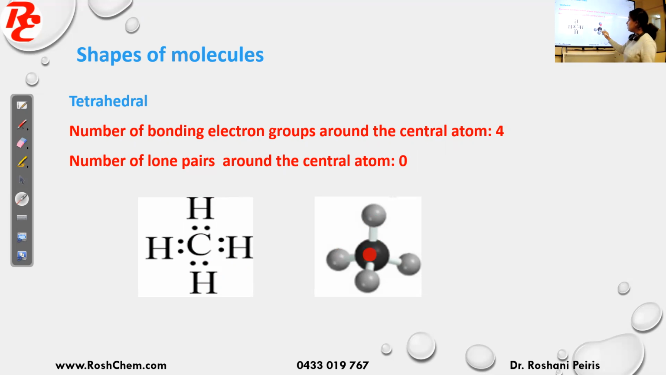So that makes tetrahedral. This is the 3-dimensional 3D shape of it. This is how tetrahedral looks like. That's the middle carbon, and these are the hydrogens around that.